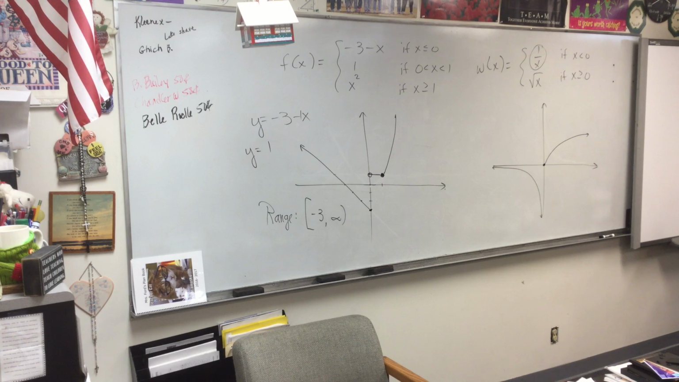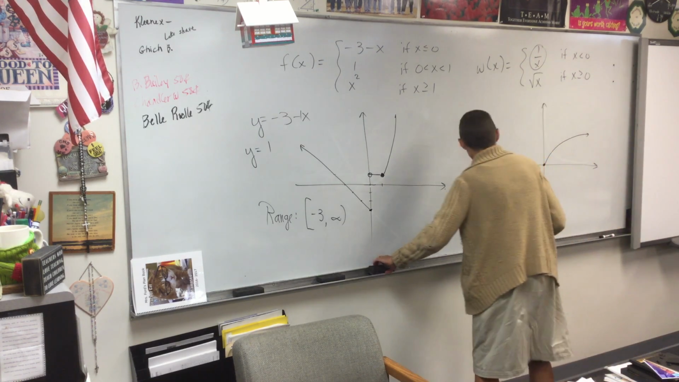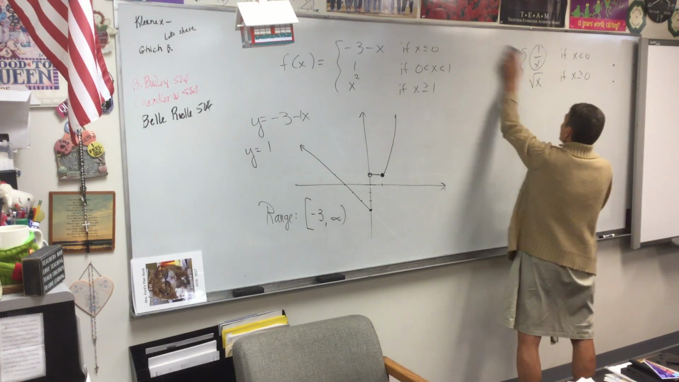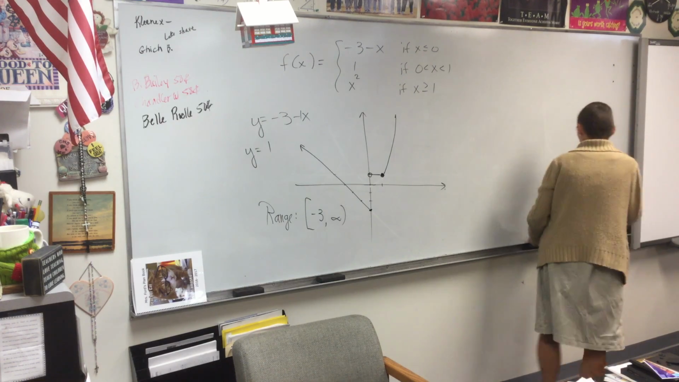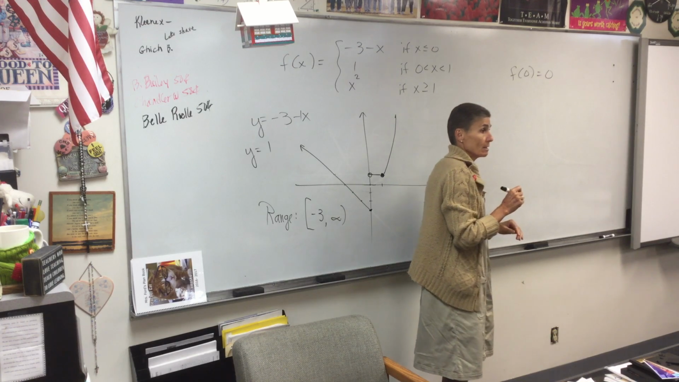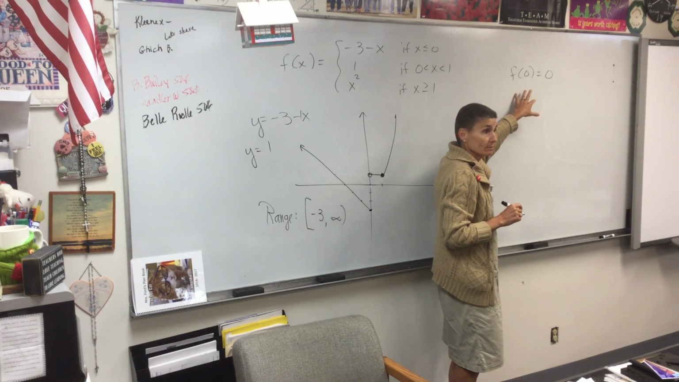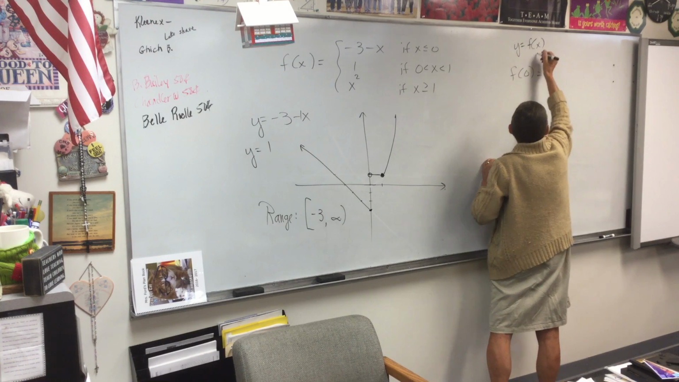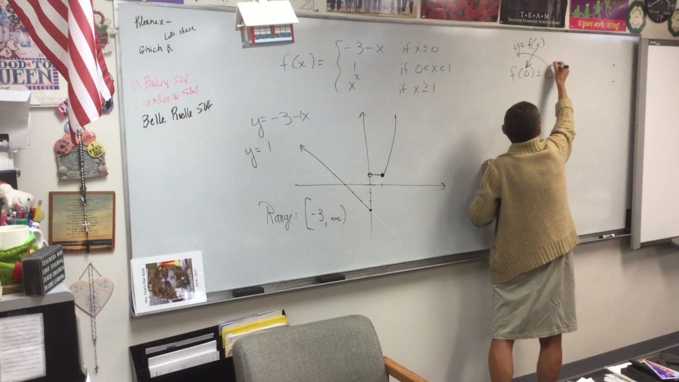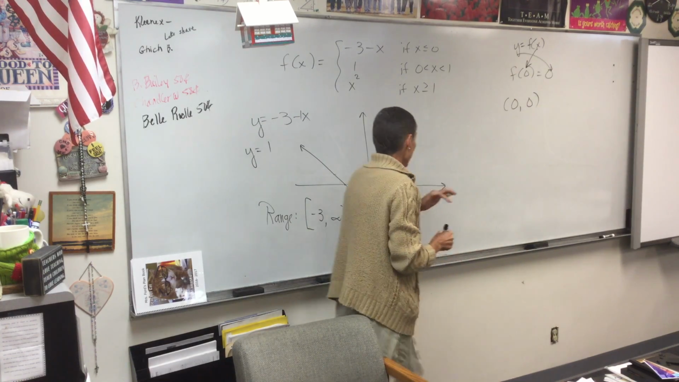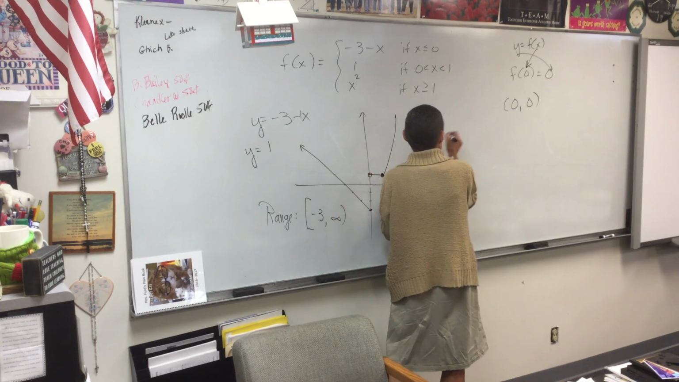7 of the 12 basic functions have the property that f of 0 equals 0. Now, what does that mean? When we say f of 0 equals 0, what does that mean about your pictures? That is a point. Remember, you've got y equals f of x. So there's your f of x, and there's your y. So this is the point 0, 0. So 7 of the 12 functions contain the point 0, 0.